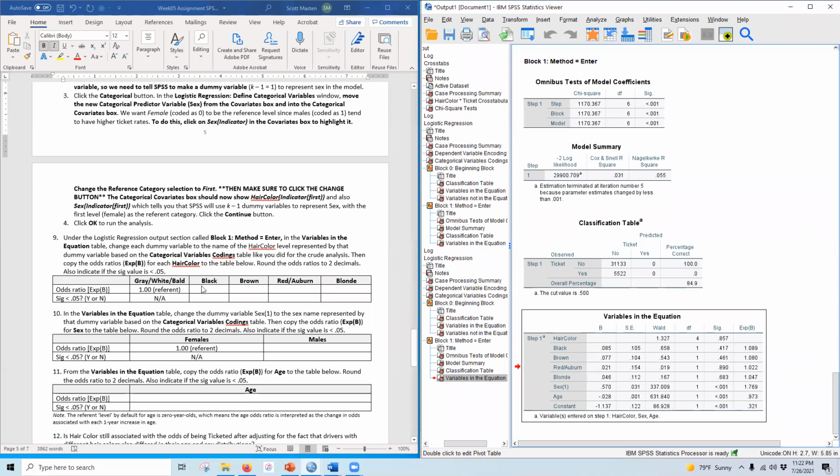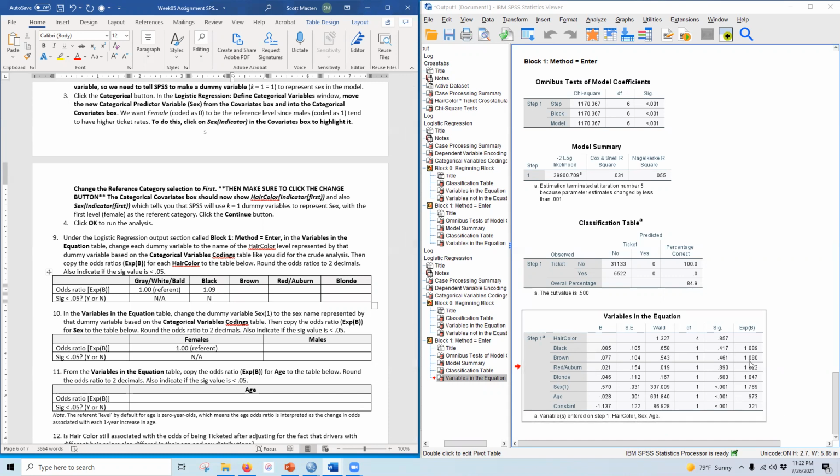So black hair, we want to know the odds of black-haired people getting a ticket relative to gray, white, bald, and we want to know if it's SIG or not, so we put a yes or no here. So for black, the odds ratio to 2 decimals is 1.09. Is it statistically significant? No. Black hair drivers do not have different odds of getting a ticket compared to gray, white, bald hair drivers after adjusting for age and sex.